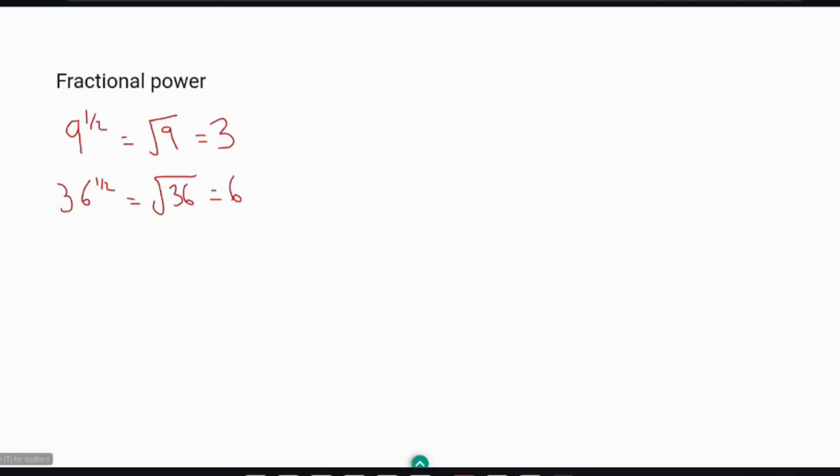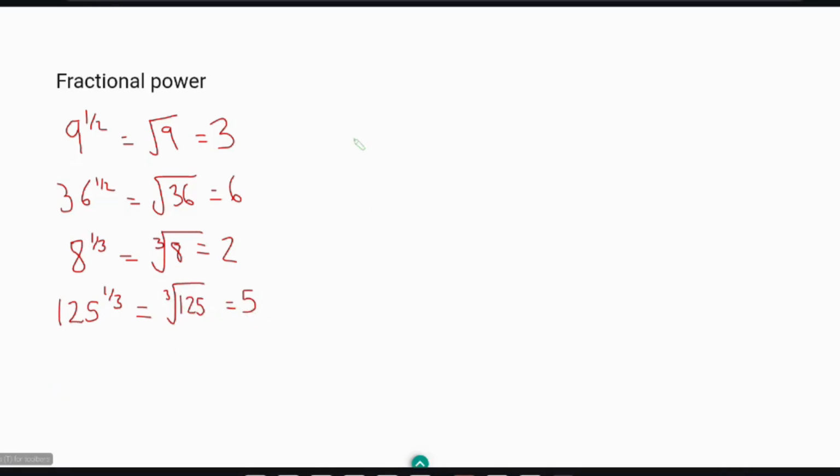Okay, what about the power a third? Power a third is the cube root. Cube root of 8, 2. Cube root of 125, 5.